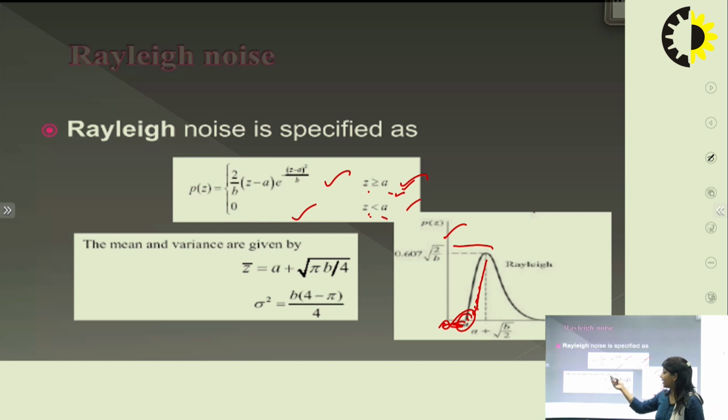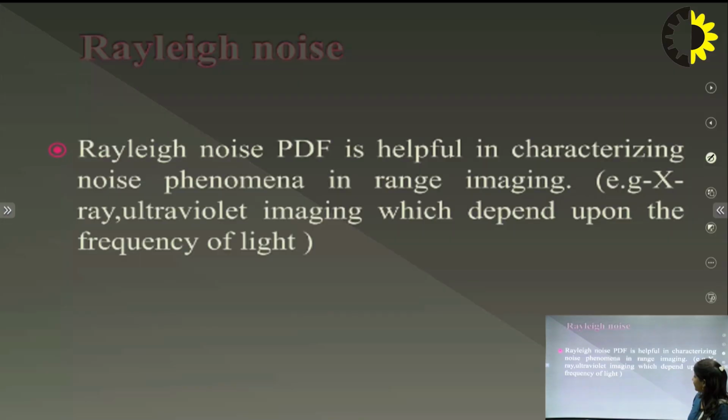The mean and variance are given by: if we calculate z bar, the mean is a plus root pi b divided by 4, and the variance is b (4 minus pi) divided by 4. So a and b are certain constants we can take, and we can calculate the value of Rayleigh noise. We can say the Rayleigh noise PDF is helpful in characterizing noise phenomena in range imaging.